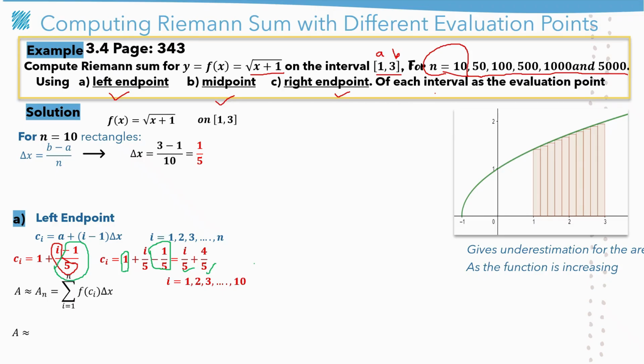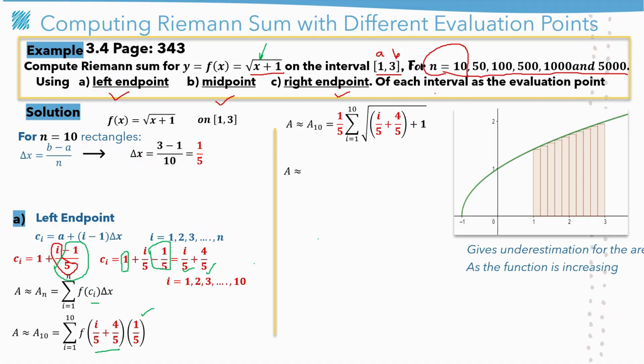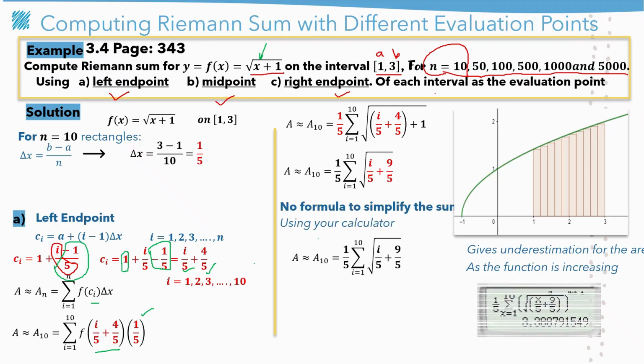Now let's apply the area formula. We will replace our ci by our new ci, which is i over 5 plus 4 over 5, and your delta x is 1 over 5. So you will replace your x value by your new ci, which is i over 5 plus 4 over 5. As 1 by 5 is common, I took it outside. Let's enter exactly like this in the calculator and you will find it out as 3.38879.